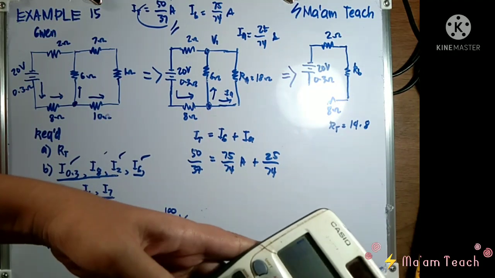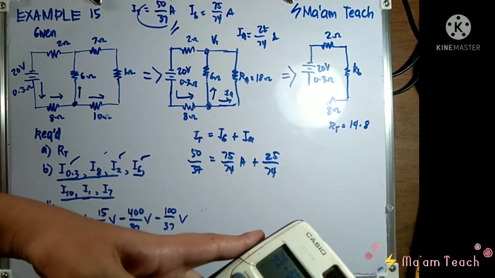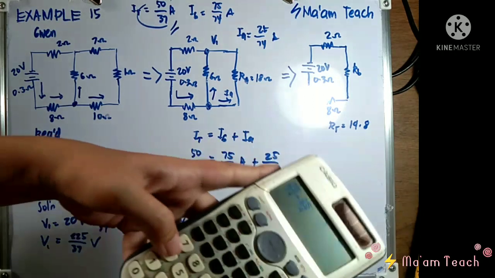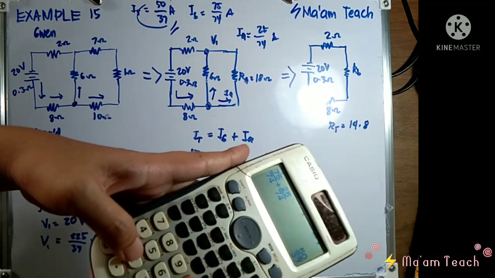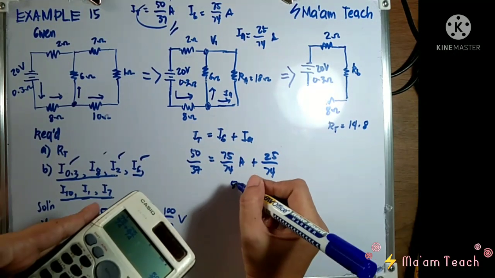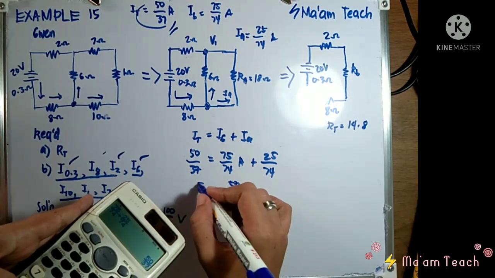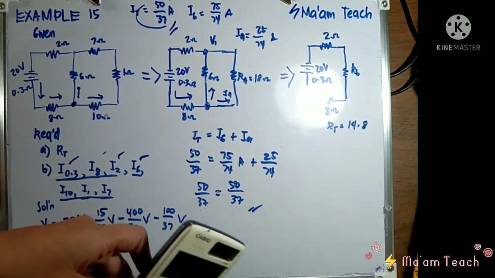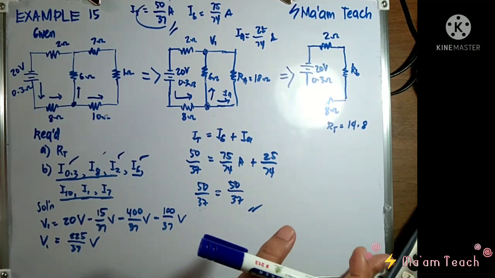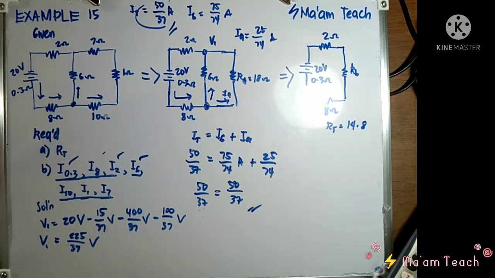75 over 74 plus 25 over 74. What can you see? It's the same, 50 over 37. What can we conclude? We can conclude that our values are correct. So once the sum is not the same or your answer is different, it means there is a mistake in your solution. Okay, so that's it. That is the solution for example number 15.